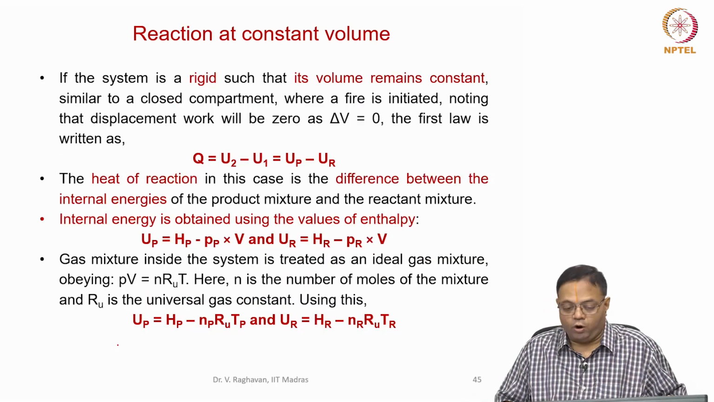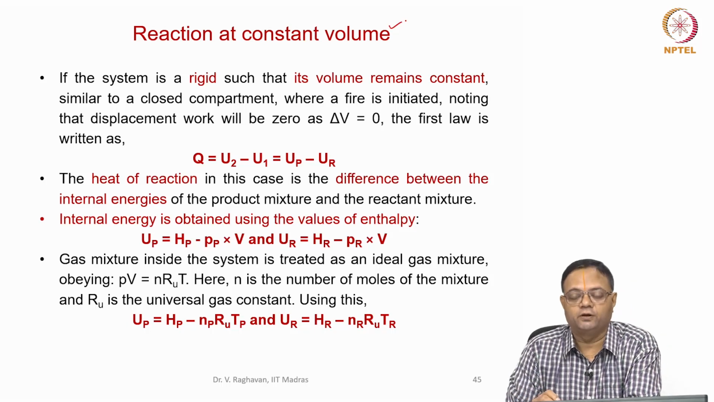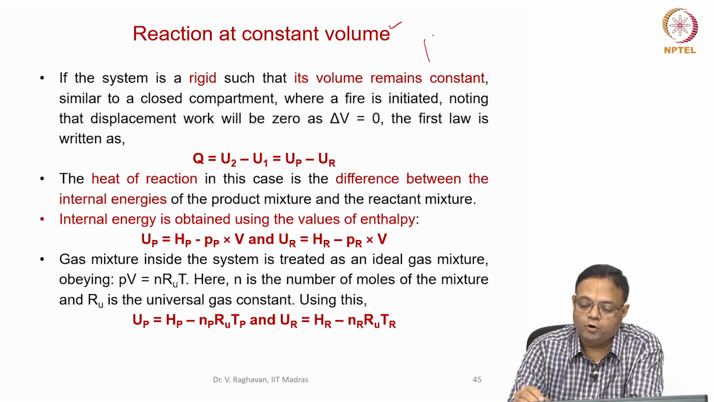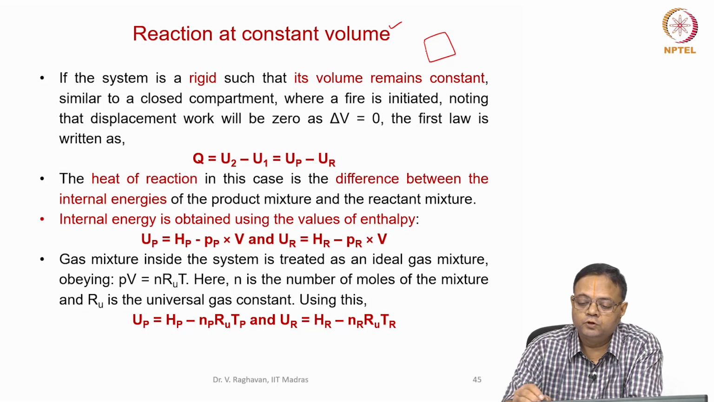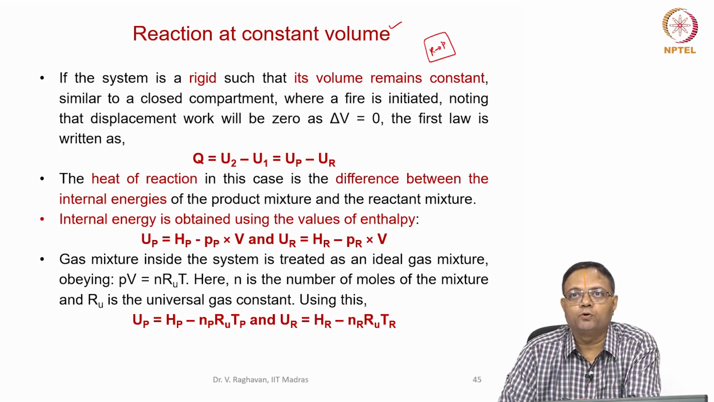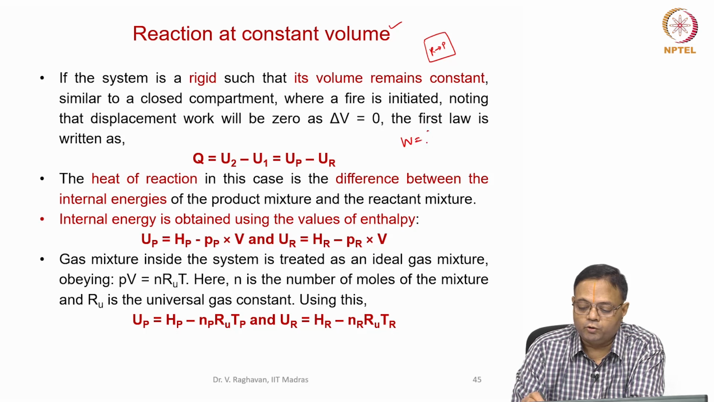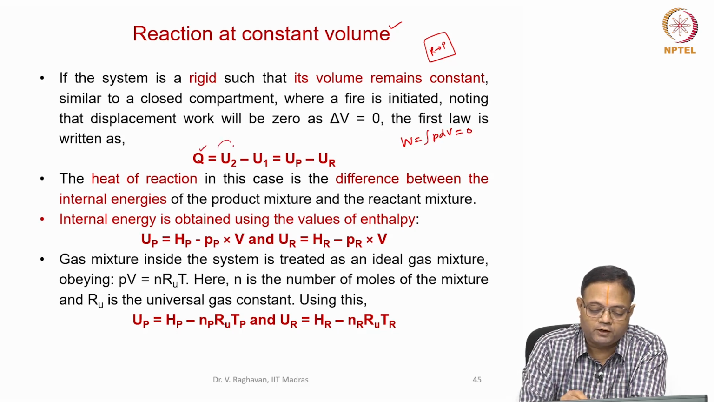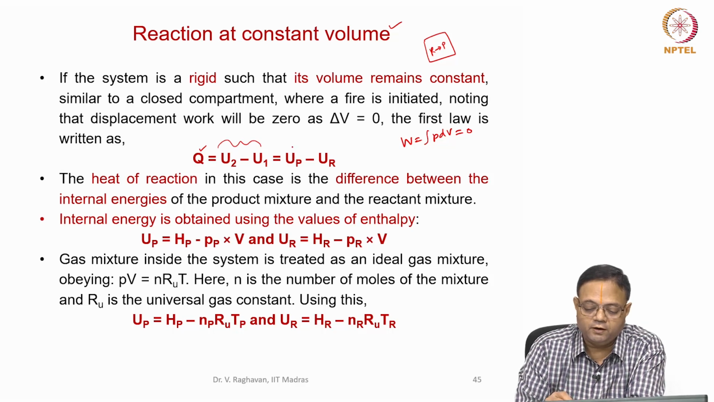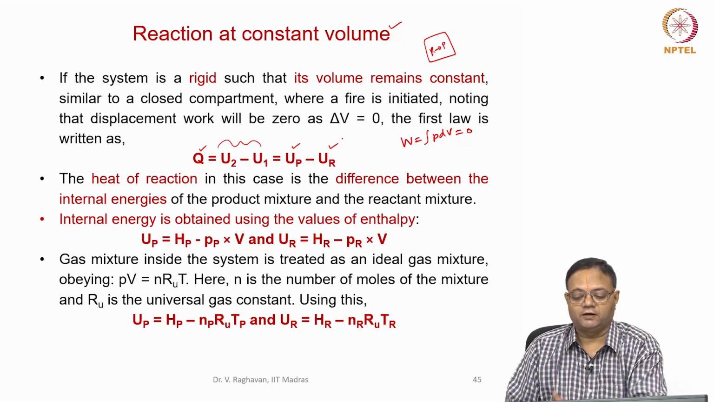Now, we will go on to the reaction at constant volume condition, like in a bomb calorimeter, a rigid vessel. So, the reaction occurs from reactant to the products. Now, for this there is no change in volume. So, W equal to integral P dV equal to 0. So, we have Q equal to ΔU, which is nothing but the internal energy of the products minus the internal energy of the reactants.